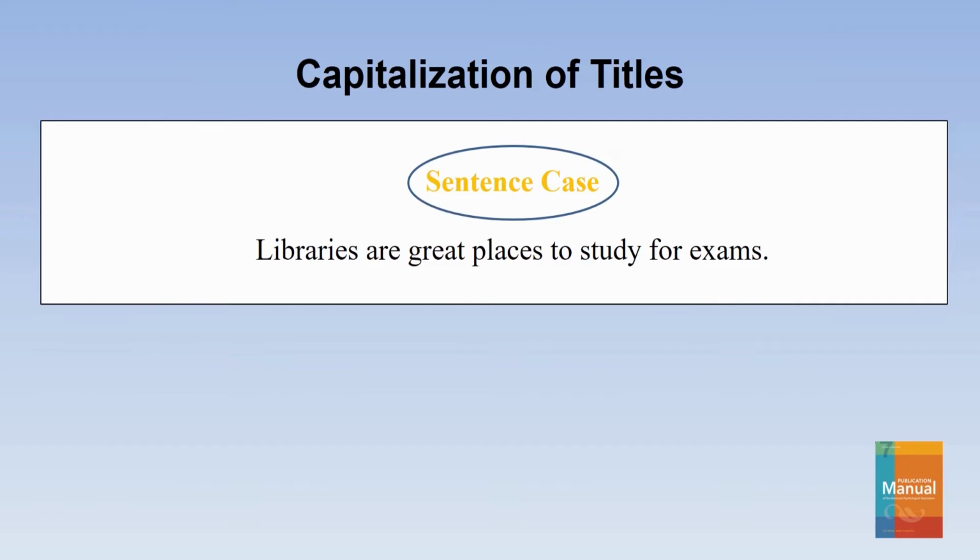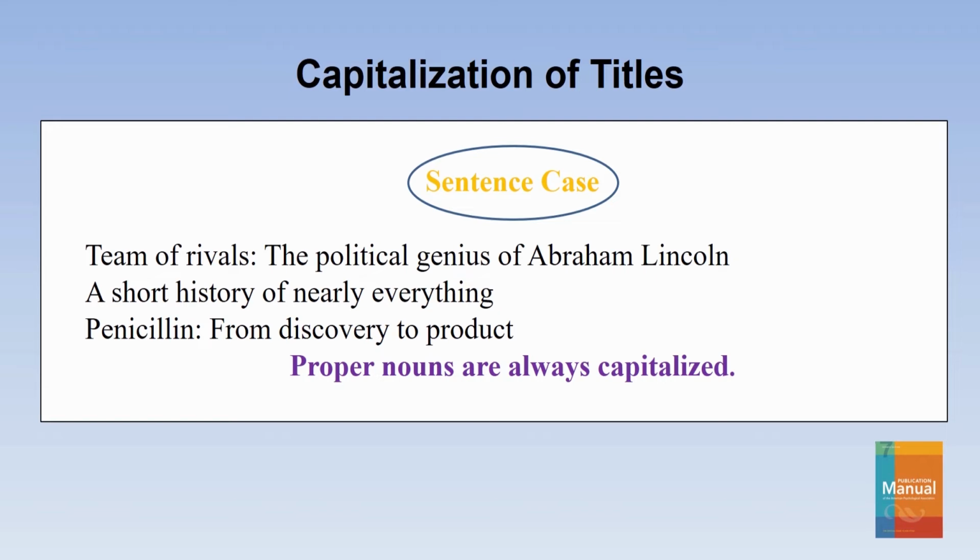An important detail in APA is the capitalization of titles because there are two capitalization styles, sentence case and title case. In sentence case, you only capitalize the first letter of the first word, just like in a regular sentence like this. Libraries are a great place to study for exams. Only the L in libraries is uppercase, everything else is lowercase. These titles of books and articles are in sentence case. If you have a subtitle, you also capitalize only the first letter of the first word of the subtitle. Proper nouns such as the names of people or places are always capitalized as you normally would, like Abraham Lincoln.